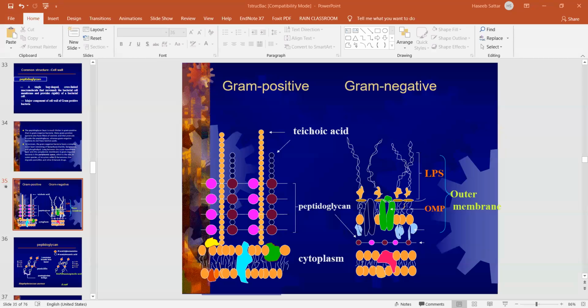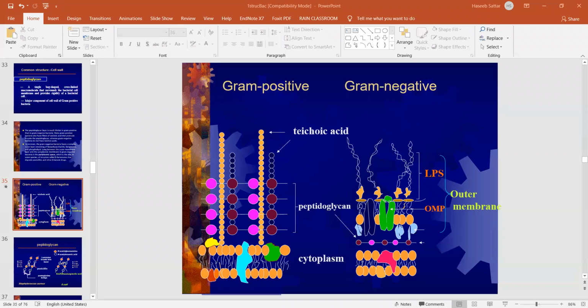Okay, so we were discussing the gram positive and gram negative cell wall. I have explained the structures of these two membranes. Peptidoglycan is a major component of the cell wall. For the gram negative bacterial cell wall, I told you it also has an outer membrane.